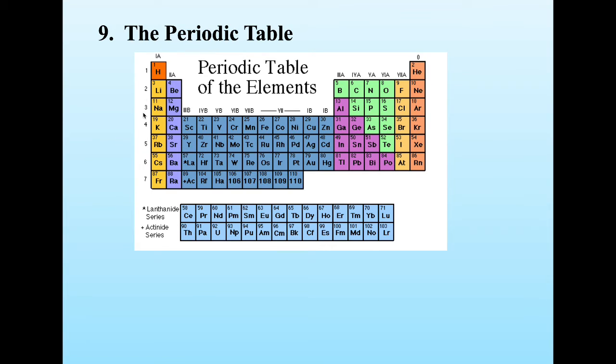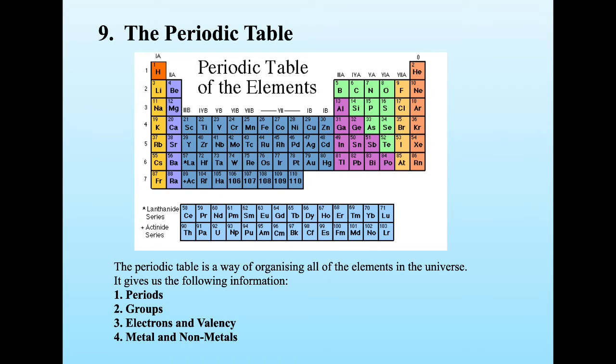Obviously, we've got period numbers down the left-hand side. We've got group numbers along the top. And we have only the proton number or the atomic number in the boxes. We don't have the mass numbers. Okay, so what can we glean from the periodic table?